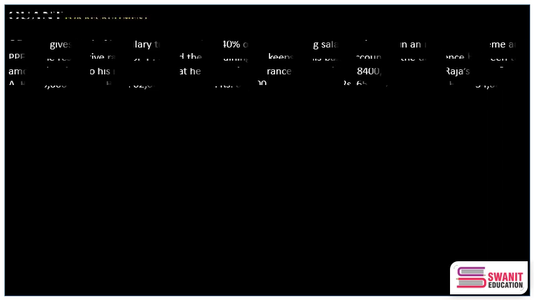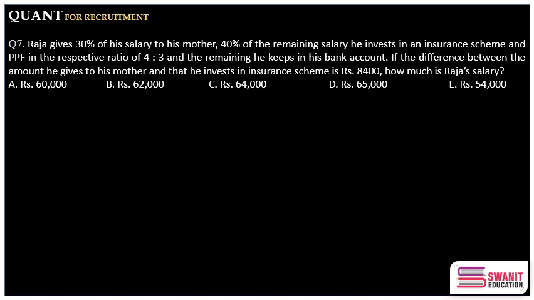Let's look at the next question. Now Raj gives 30% of his salary to his mother. Now if you look at the question, it is talking about percentage, but at the same time there is a number also given. So we can't assume his salary is 100. So whatever his salary was, he gave 30% of his salary to his mother. Then 40% of the remaining salary he invests in an insurance scheme and PPF in the ratio 4 is to 3. So what is the remaining number now?